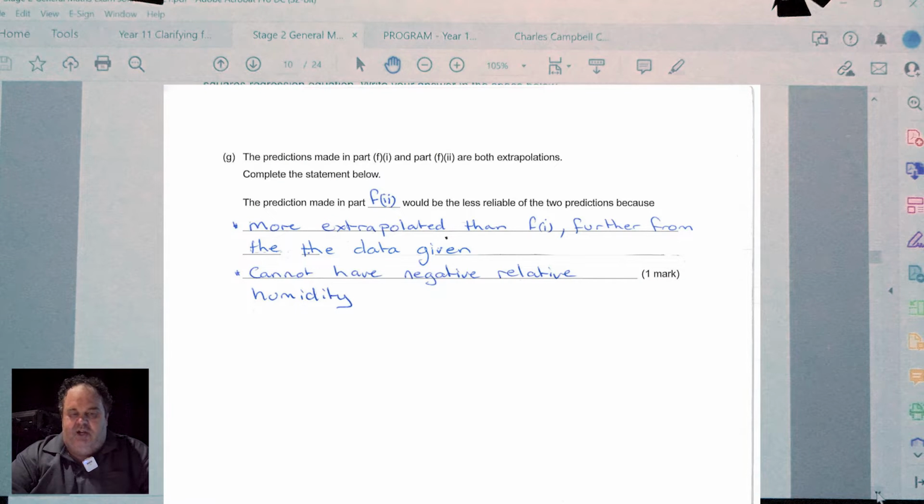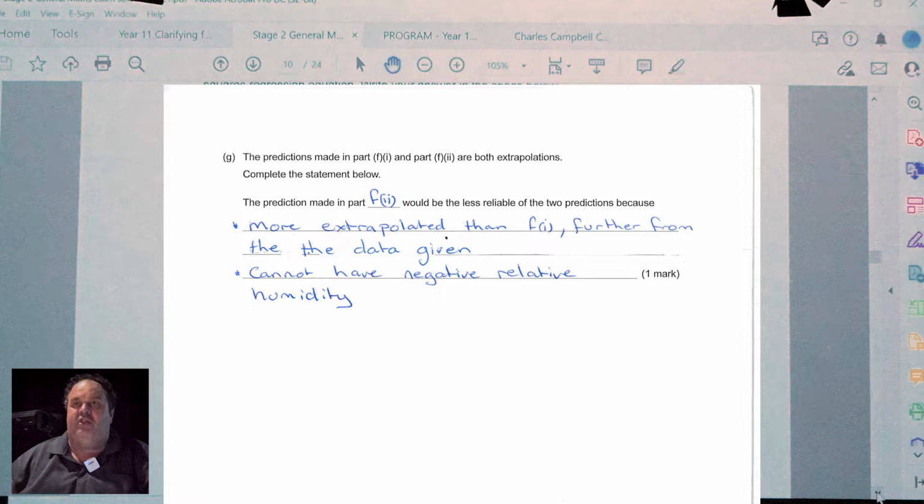Part G was a little bit strange because, as I said, both results were extrapolation. And they're asked which one is less reliable of the 2 unreliable results. So it's about them understanding, well, if I'm sort of close to the graph, it's going to be a little bit more reliable than if I'm further away. So the F2 would be less reliable because F1 is closer to the data given.